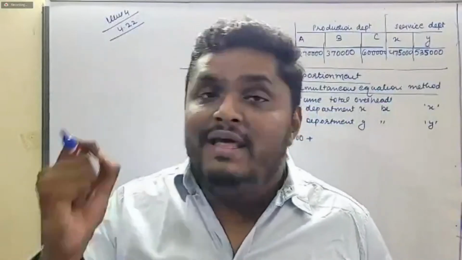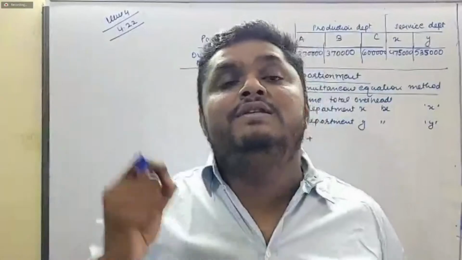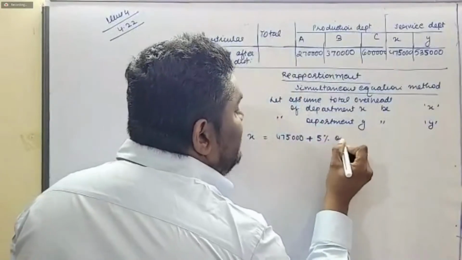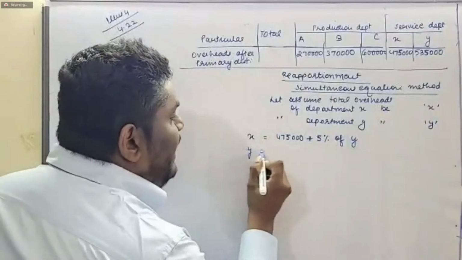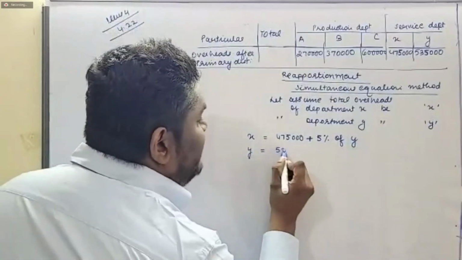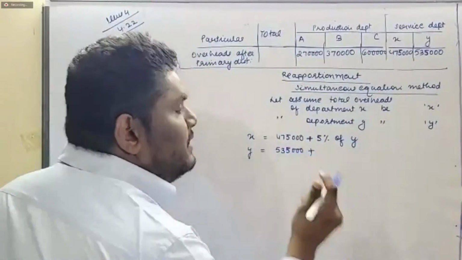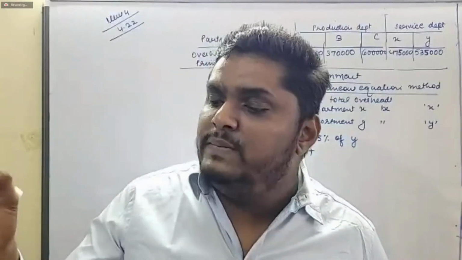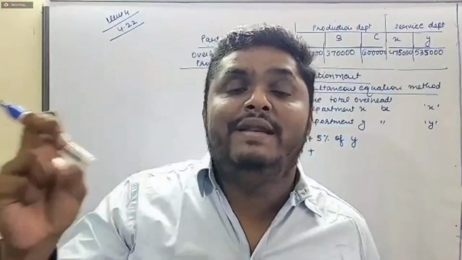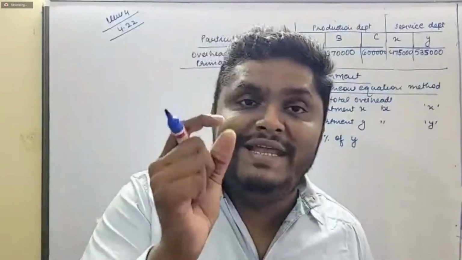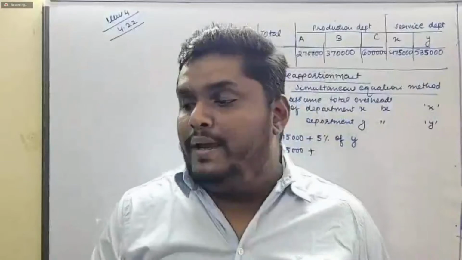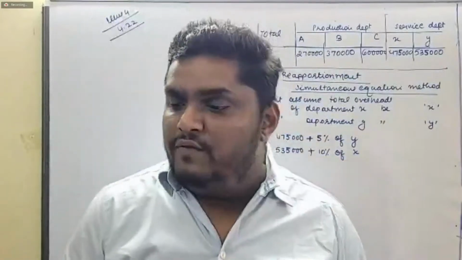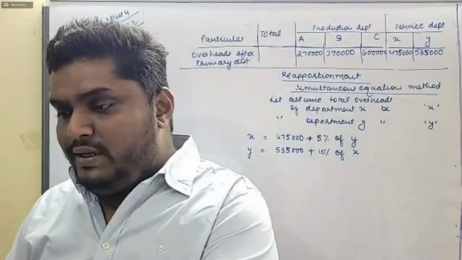Now it is given in the question that 5% of the overheads of Y department is to be distributed to X. It means X = 4,75,000 plus 5% of Y. When talking about Y, the total overheads after primary distribution is 5,35,000 plus a certain percentage of X will be distributed to Y. Here in the question, the overheads of service department X are to be distributed to Y at the rate of 10%. So Y = 5,35,000 plus 10% of X.